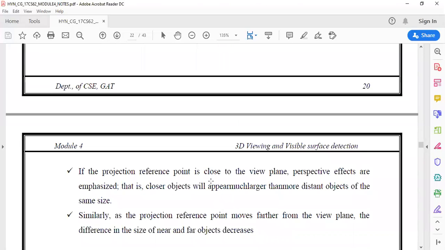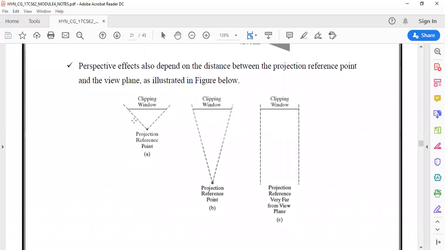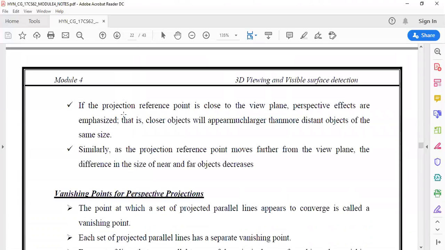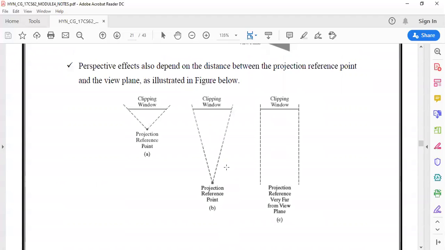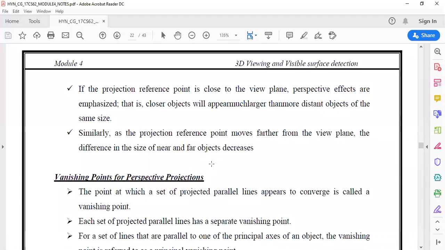If the projection reference point is very close to the view plane, perspective projections are emphasized. That is, closer objects will appear much larger than more distant objects of the same size. Similarly, as the projection reference point moves farther from the view plane, the difference in the size of the near and far object decreases. If it is very far, the difference between the size of the near and the far object will decrease.